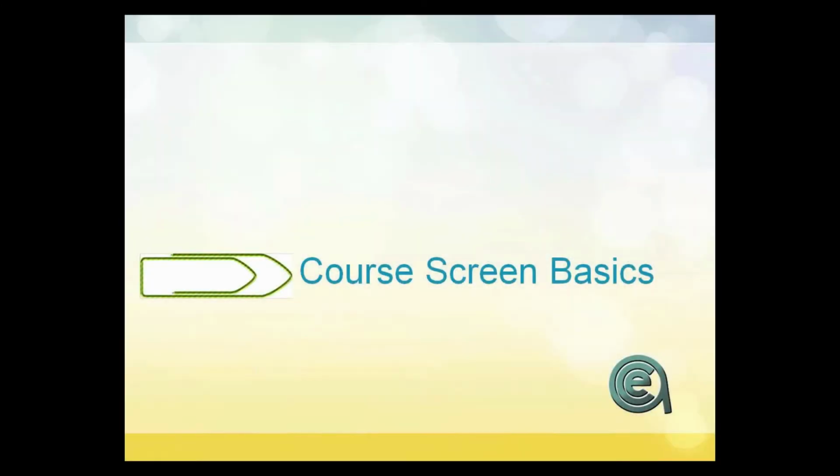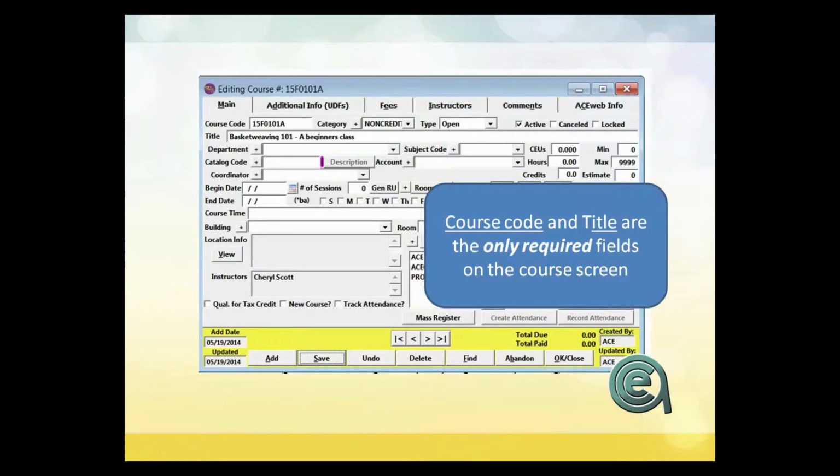Screen basics. All right, let's take a look at the base elements of the course. When you create a new course, the only fields required really are the course code and the title. You really can build one out for that as a base, save it, and come back and work on it later.